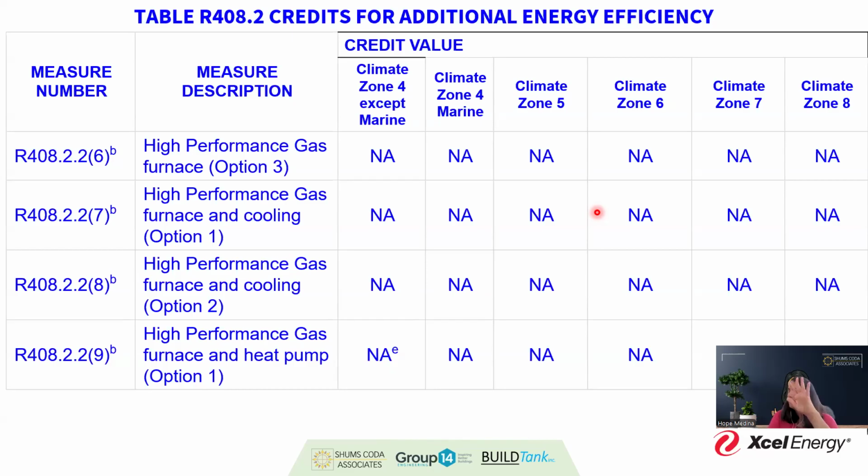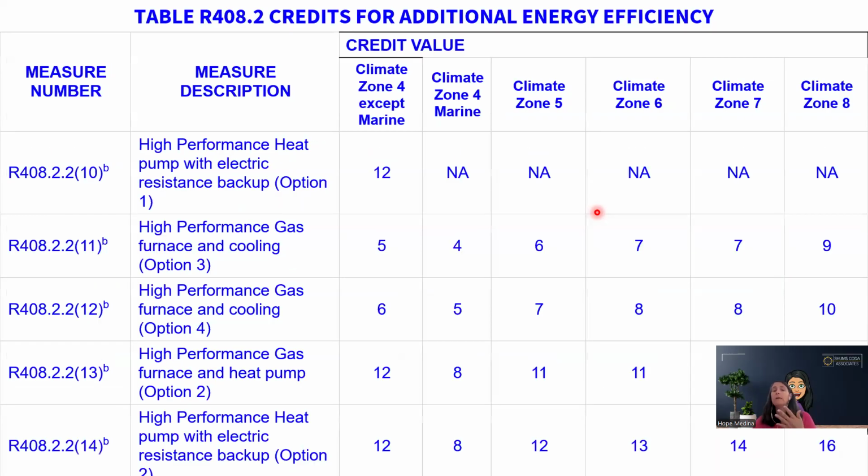So good, bad, or ugly, their reasoning behind this was fuel debiasing. And I'm not sure that necessarily equates, but that's part of why we don't see points for those particular options. But again, remember that even though you choose high performance heat pump with electric resistance, you can get points in some climate zones, but you can't get points in the other climate zones. And it's with that electric resistance is where part of the concerns is.